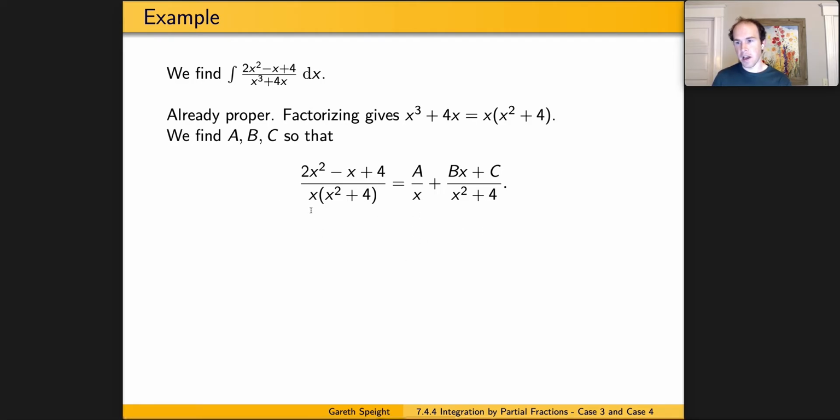So the x term is going to give us a case 1 term, right? It's a linear term, it's non-repeated, so we get a constant over x. And then the x squared plus 4 gives us a case 3 term, we have to have bx plus c over x squared plus 4. So we have to solve then for these constants a and b and c.